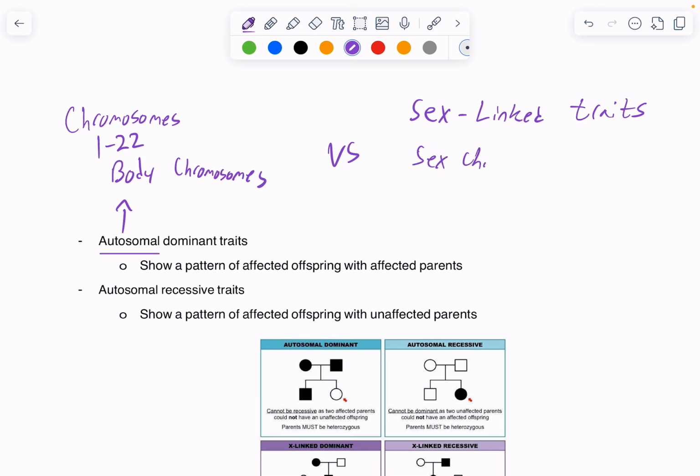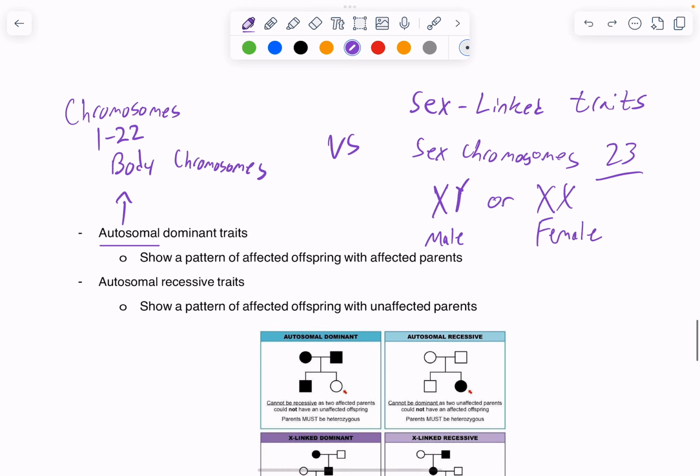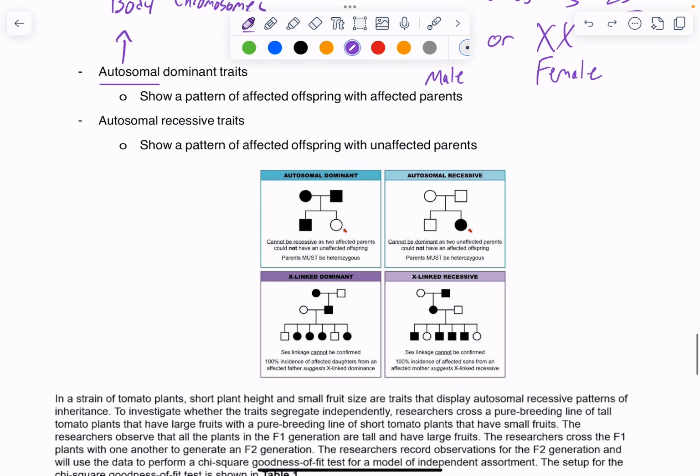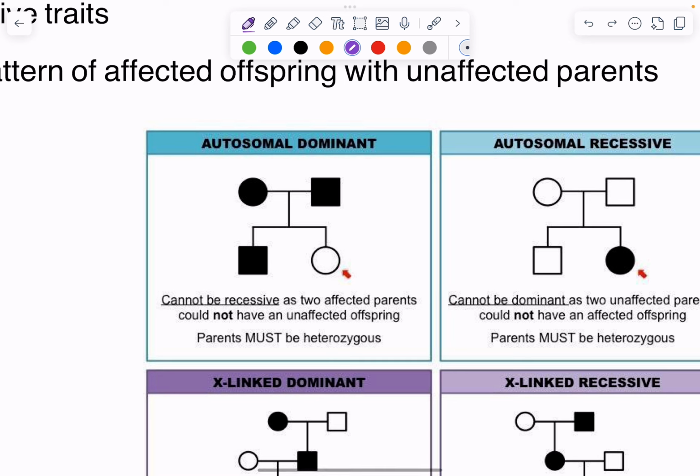We have sex chromosomes, which is the final pair, 23. If you remember, males have the sex chromosomes XY, females have XX. So you can be autosomal dominant, which is found on the body chromosomes, 1 through 22, or you could have a sex-linked trait found on chromosome 23. So you have autosomal dominant, you have autosomal recessive. We'll take a look at some examples here in class, but we can see maybe autosomal dominant.